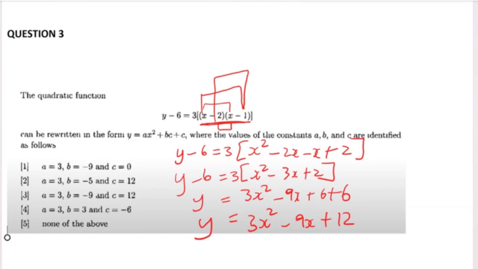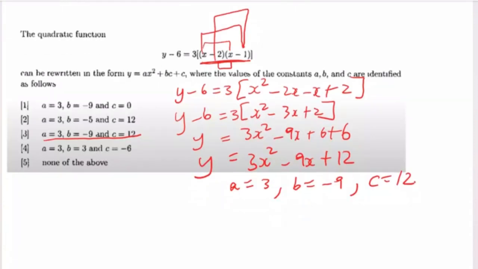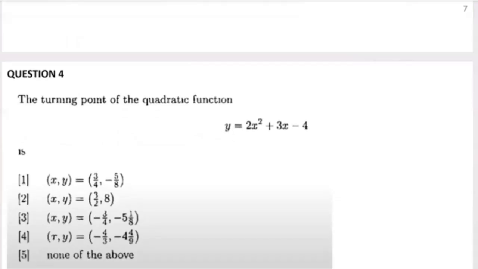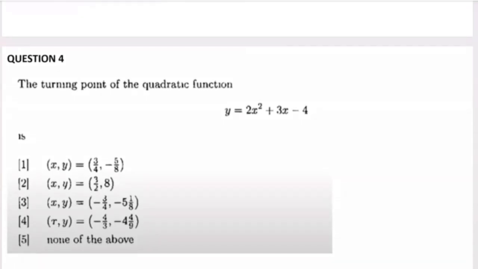So I know my a is equal to 3, my b is equal to negative 9, and my c is equal to 12. That means this is your answer. What was important here is for us to be able to simplify our equation. Here's another one. We need to find a turning point.